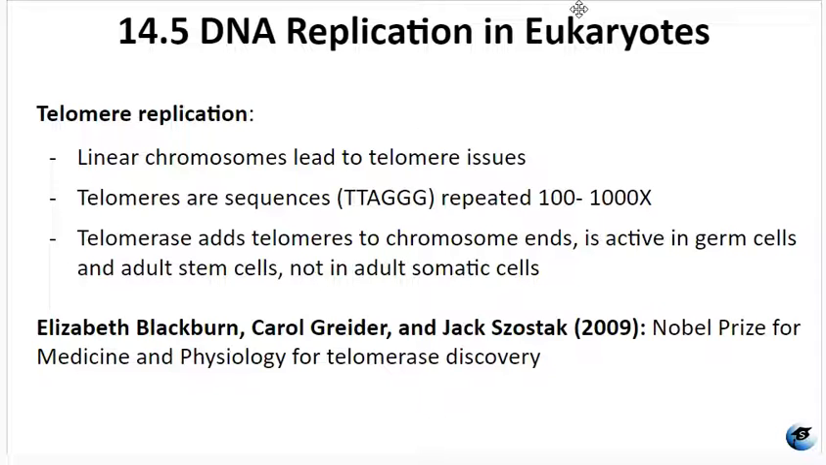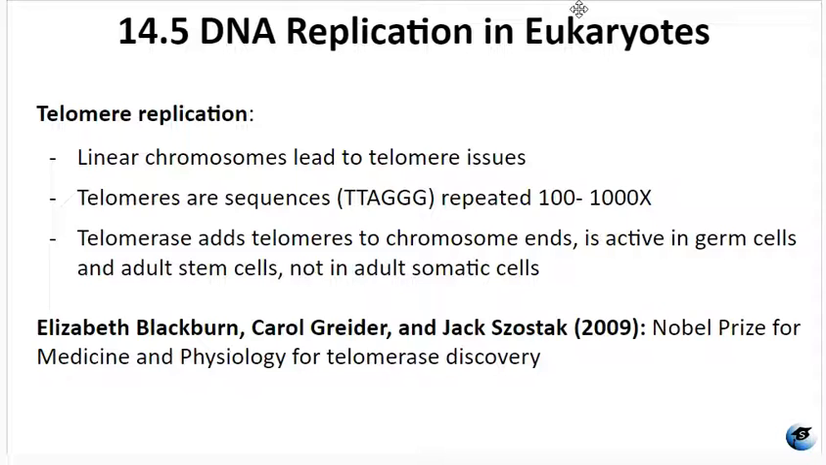So when the replication fork reaches the end of the chromosome, the primer on the lagging strand's 5' end cannot be replaced. As a result, the telomeres, which are repetitive sequences, remain unpaired and may shorten over time as the cells divide. Telomeres consist of repetitive sequences such as TTAGGG in humans, repeated hundreds to thousands of times.